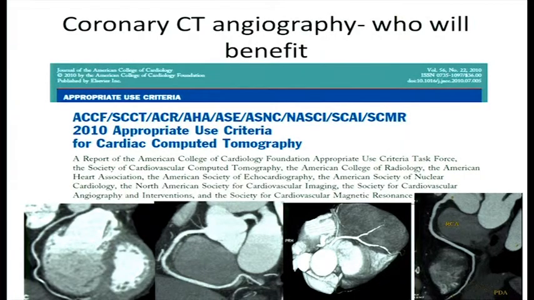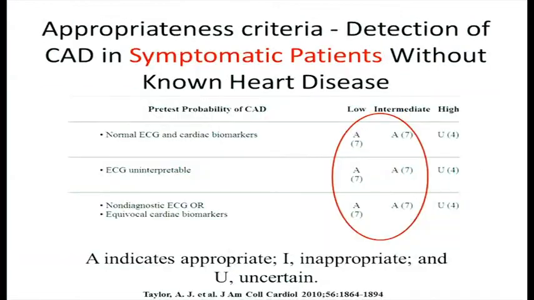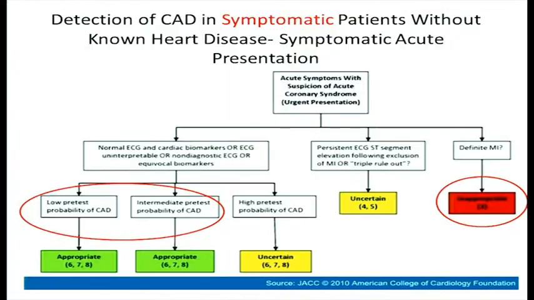So there are appropriate use criteria which have been laid down for the use of coronary CT angiography. Let's talk about symptomatic patients who do not have known heart disease. The ECG turns out to be normal, the troponin T is negative. These are the patients where you have a low to intermediate probability of having coronary artery disease. These patients should be referred for a coronary CT angiography.